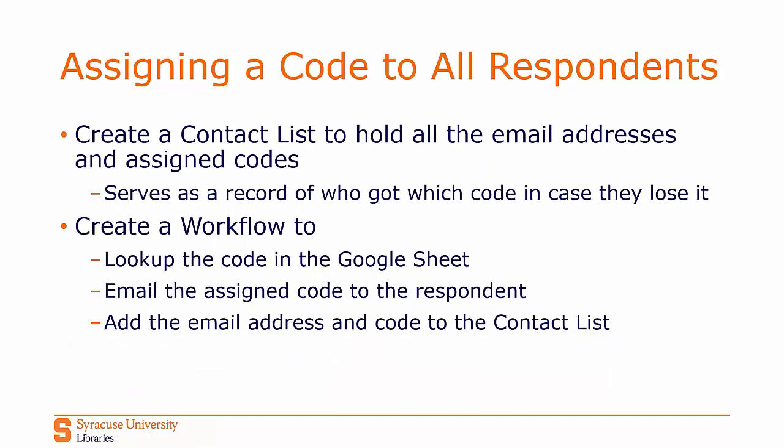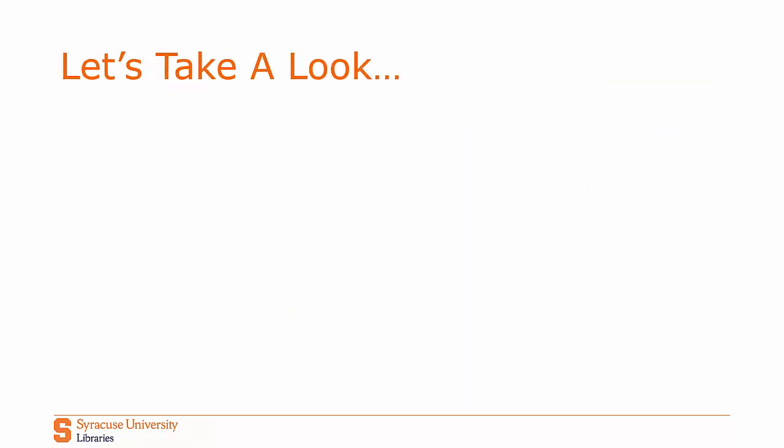Then you will create a contact list to hold all the email addresses and assigned codes. This serves as a record of who got which code in case they lose it. Finally, you will need to create a workflow to look up the code in the Google Sheet, email the assigned code to the respondent, and add the email address and code to the contact list. Let's take a look.